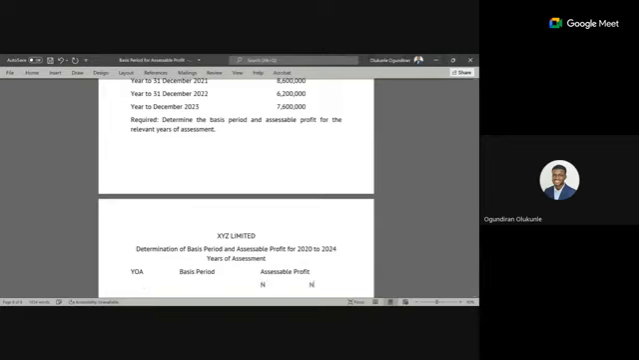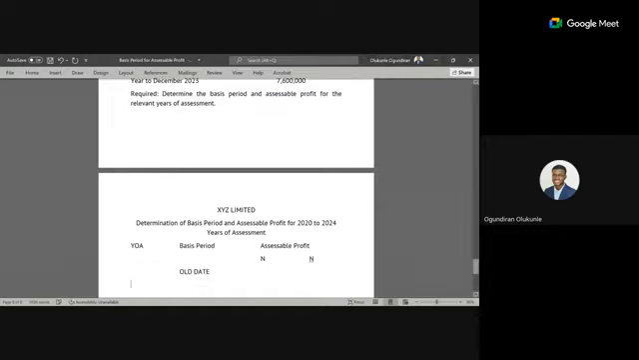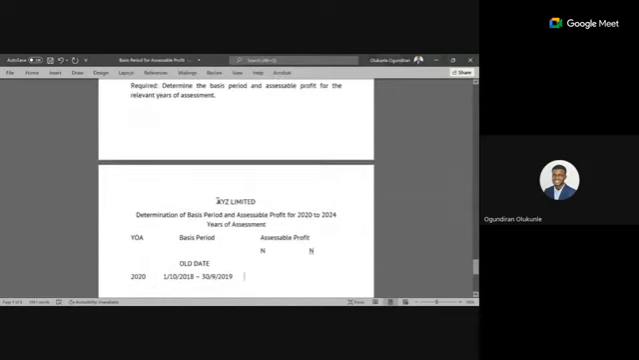So year of assessment, basis period, assessable profit. So we start with this. Since the year of change is 2020, we'll just start with the old date. Since we are starting with 2020, and we've all agreed that 2020 is the year of change, don't forget, we are going to be doing it on preceding year basis. So we'll have from 1/10/2018 to 30/9/2019, because it's going to be a 12 months period. So how much do we have as the figure there?